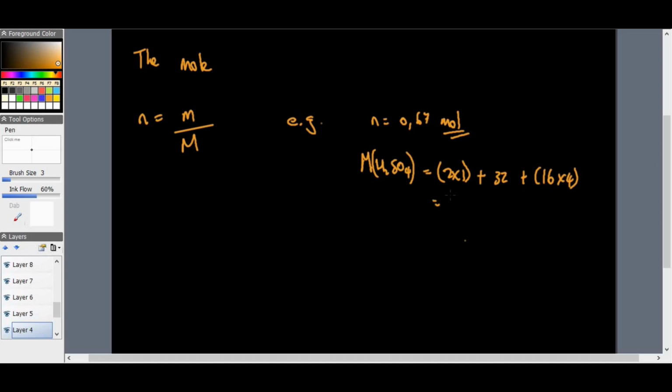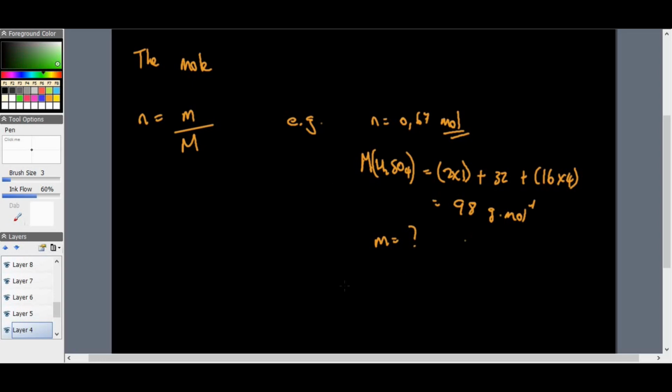Okay, so we've got 2 plus 32 plus 16 times 4. That gives us a molar mass for sulfuric acid of 98 grams per mole. Okay, cool. So now if we want to find the mass of sulfuric acid, we use the same formula.